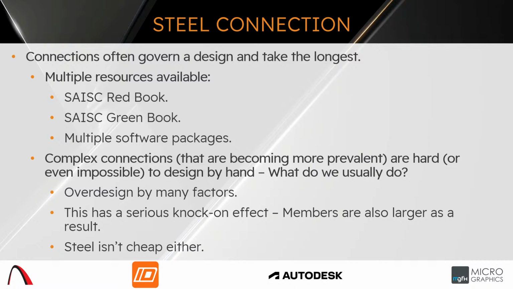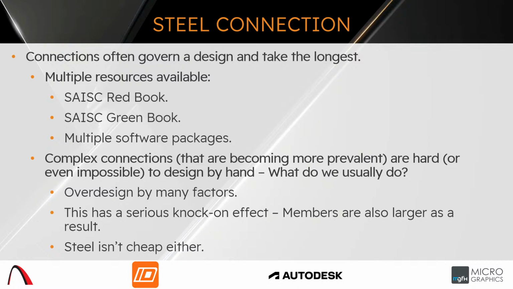So what do we usually do when we're faced with a complex connection? Well, we over-design a lot. We take our ULS factors and we multiply those even more. I've even come across scenarios where people use a factor of 5 when it comes to complex connections or complex structures. And the reality is that this has a serious knock-on effect, because not only does that member become excessively more expensive to manufacture, your members are also larger as a result.